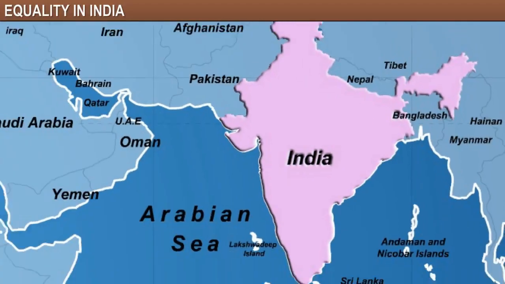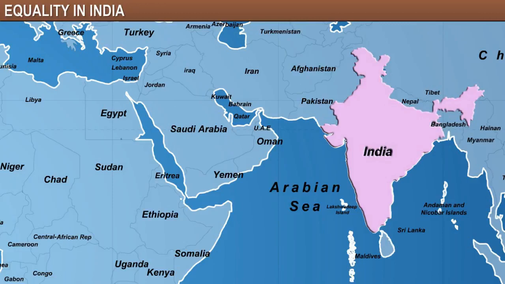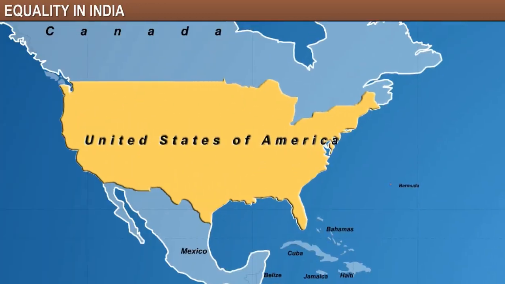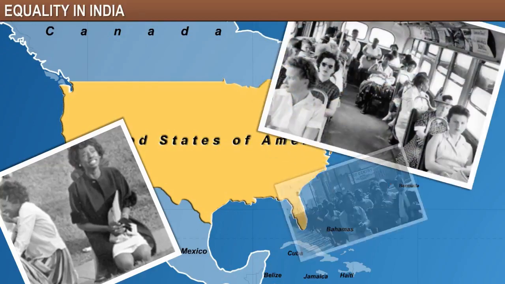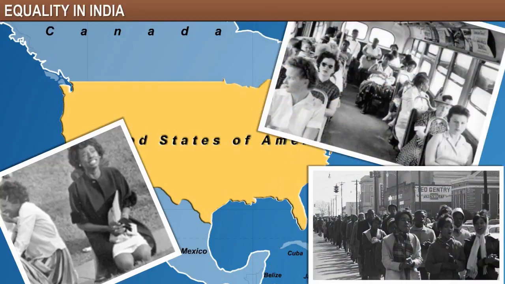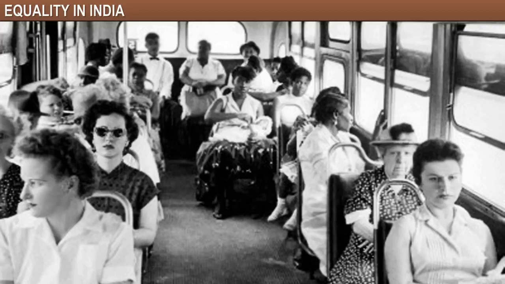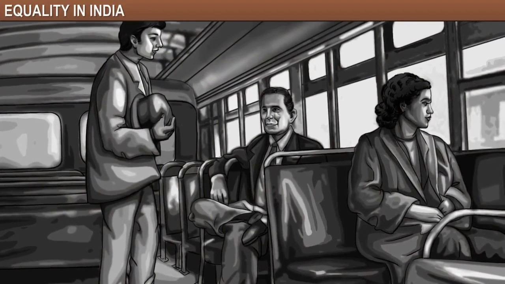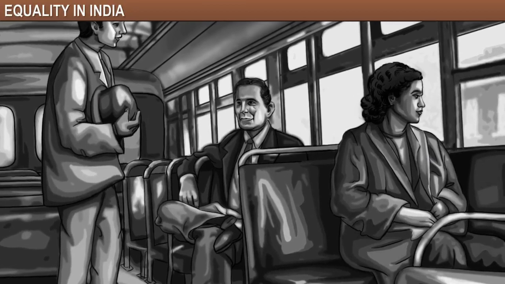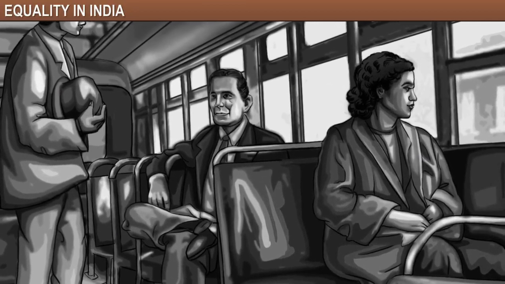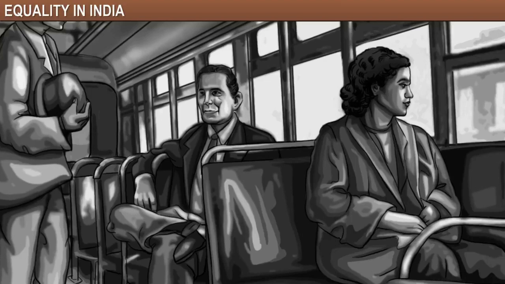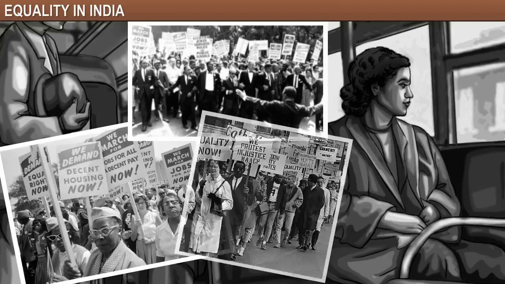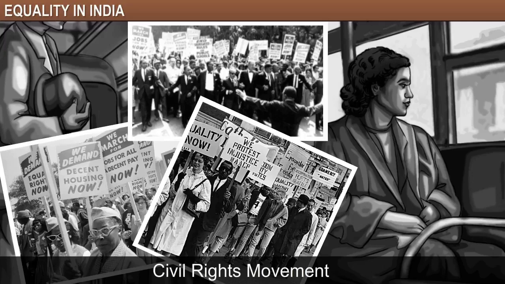Surprisingly, India is not the only country that has struggled for equality. In the United States, the Afro-Americans were treated unequally for many years. When traveling in public buses, they either had to sit at the back or give their seat to a white person. In 1955, Rosa Parks, an Afro-American, refused to give up her seat on a bus to a white man. Her defiant act resulted in agitations and led to the Civil Rights Movement.